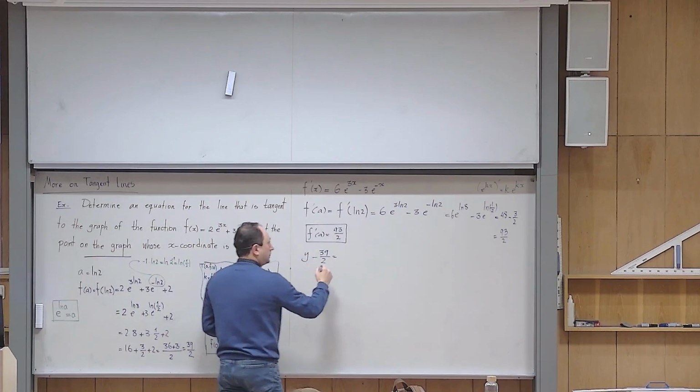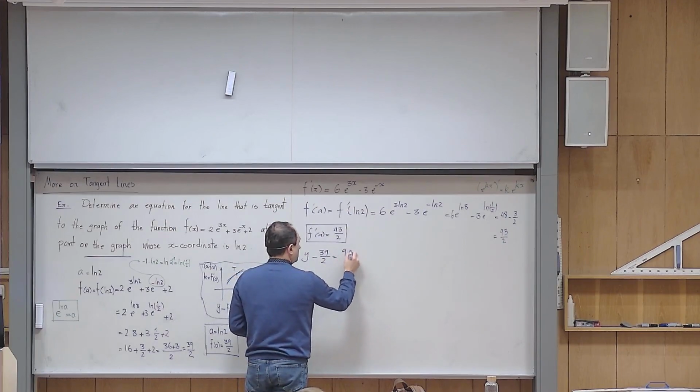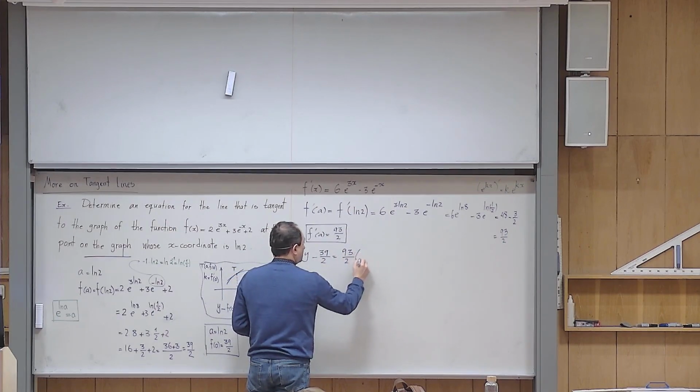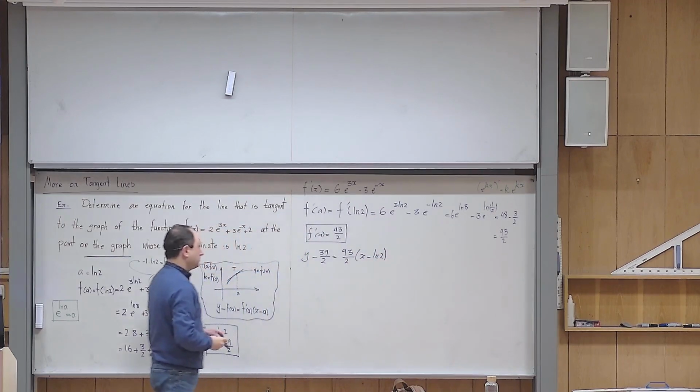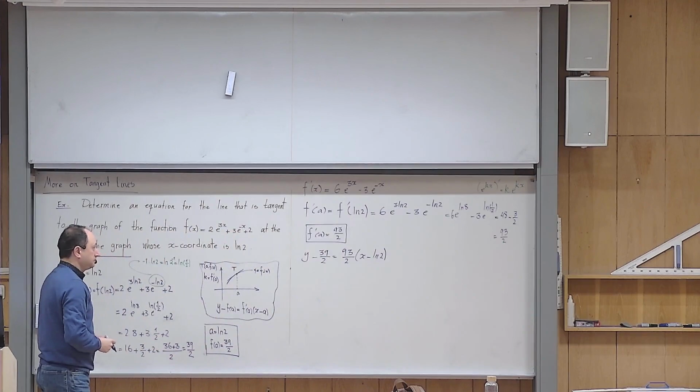F prime of a is 93 over 2 times x minus ln of 2. So that is what we want.